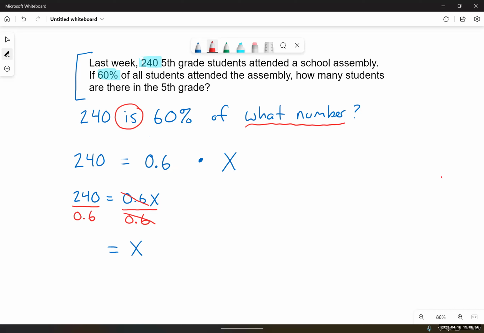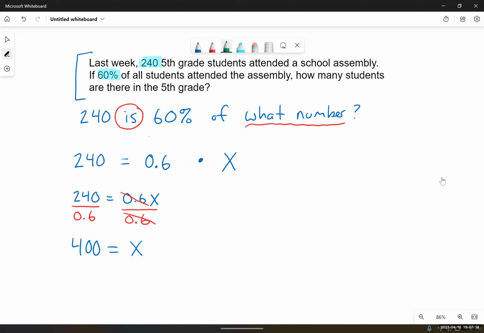And so this is a job for the calculator. 240 divided by 0.6 should give you 400. And that sounds about right. 240, that's part of the class, so we know our answer has got to be bigger than 240. 60%, that's close to half. So 400 seems like it could be a legitimate answer.